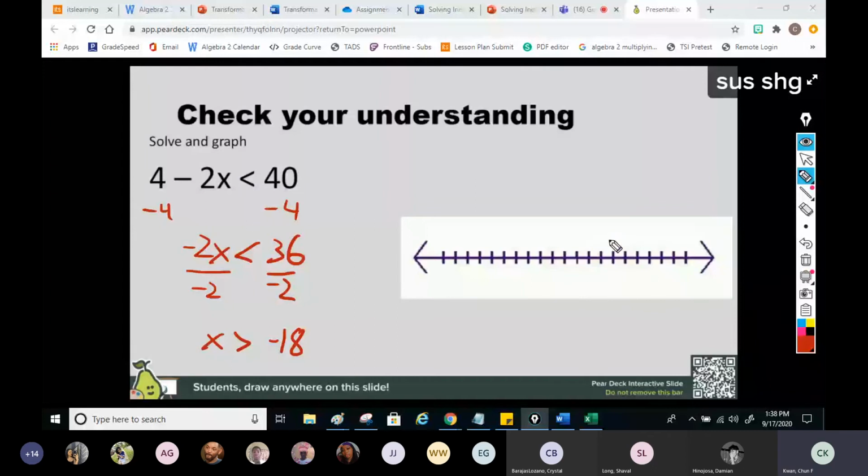So I'm not even going to find 0. I'm just going to say -18 is somewhere right here. Let's just say this is -18. Any number greater than -18, and then open circle. All right, open circle. All right, so that is everything that we're going to do today.